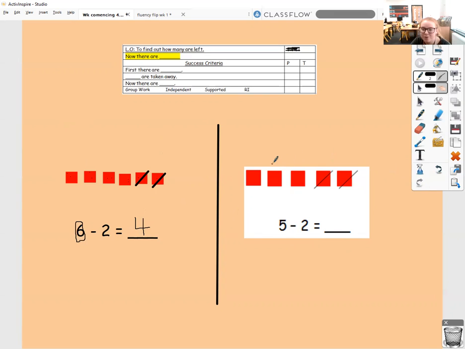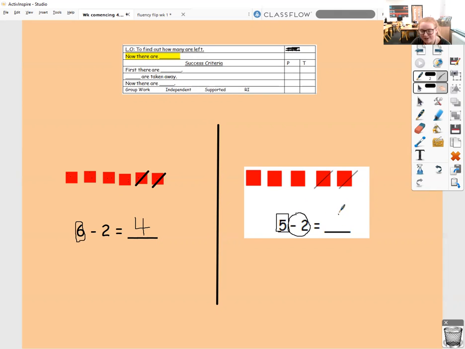Fantastic. Okay, let's have a look. So how many squares are we starting with? To start with, we have 1, 2, 3, 4, 5. We have 5 squares to start with. Then how many are we taking away? We're taking 1, 2 away.